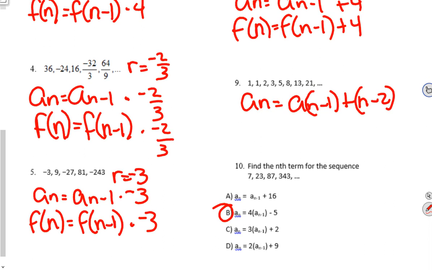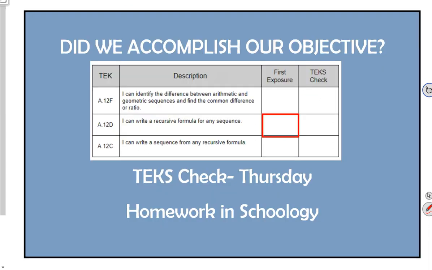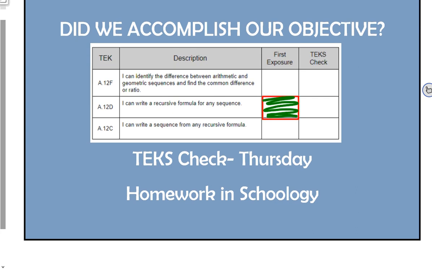Okay, now take out your TEKS checklist. You had your first look, your first exposure to A12D. Go ahead and shade in this square for whatever you feel like. Remember, if you're shading anything red or yellow, you probably need to get some help before the TEKS check on Thursday, and your homework is in Schoology. It's assignment 3-2, and it is due tomorrow.